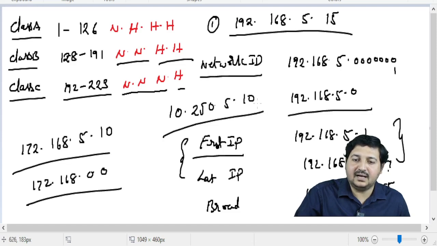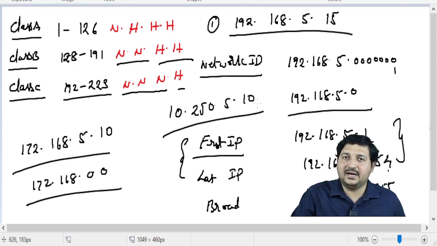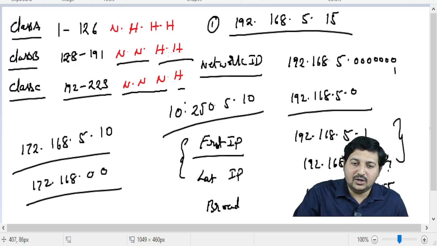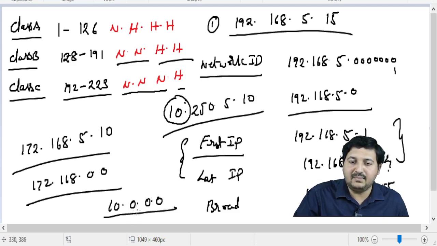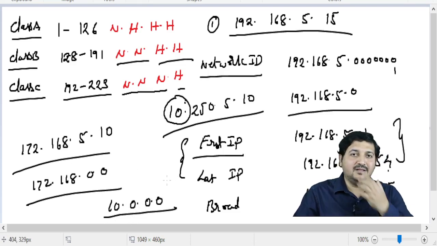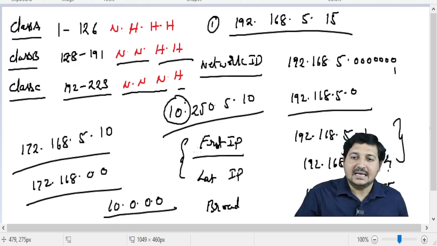For example, 10.250.5.10, I gave an IP. I asked you what is the network ID, how to find the network ID. You have to see it belongs to class A. In class A, only the first octet is the network. So I have to write the network ID as 10.0.0.0, because in the host part I am making all zeros. So this is the way how to find the network ID.